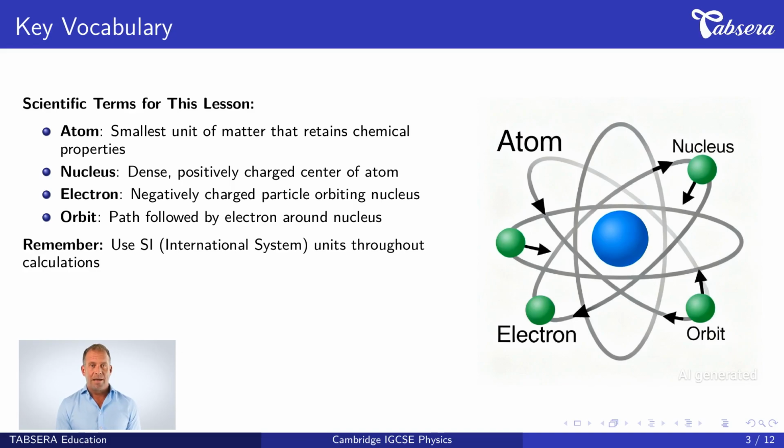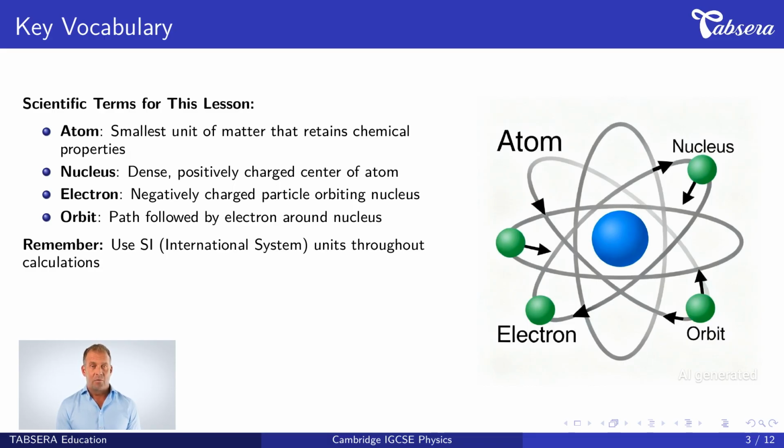Now let's define our key vocabulary. Each term is essential for understanding atomic structure. First, atom, which means the smallest unit of matter that retains chemical properties. Atoms cannot be broken down by chemical means. Second, nucleus, which means the dense, positively charged center of the atom. The nucleus contains protons and neutrons.